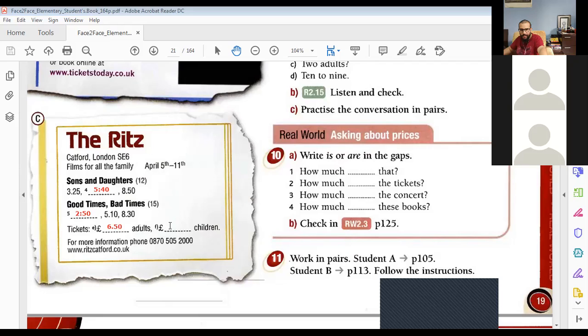£4.16. Mm. £4.60. £4. £4 or £4.16? £4. Just £4. So we have two answers. Okay, so we're going to listen again and check. But children under 16. Maybe she said children under 16. Maybe. Okay.